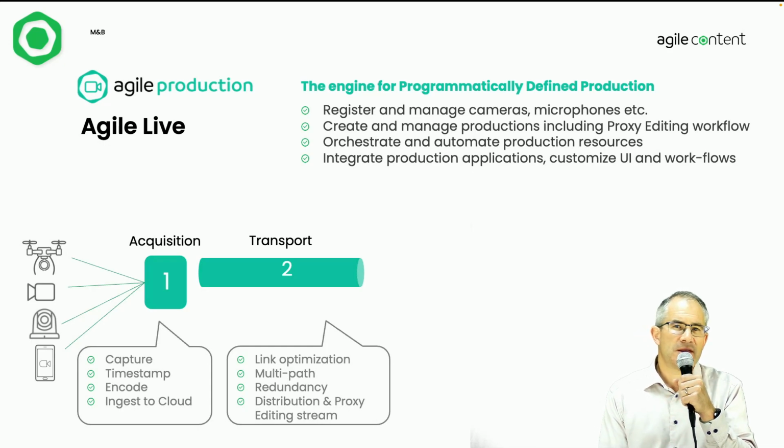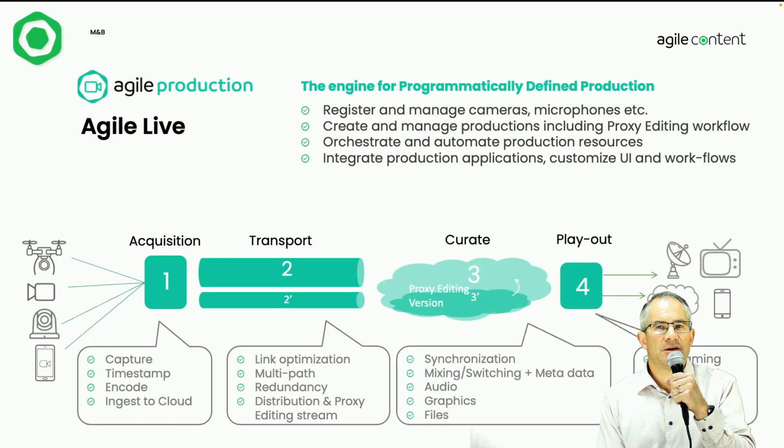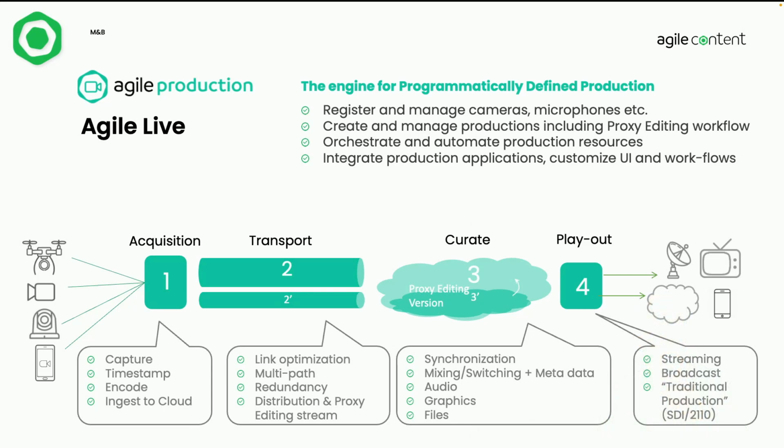One more thing that the acquisition server does is, if you want to do this with proxy editing, you actually create a second version of the same video. This second version runs with lower latency and also at lower quality. This is so that you can have something that is near real time for the ones doing the actual production, but at the same time have a feed that is going up to the cloud, designed for distribution, that has higher quality.